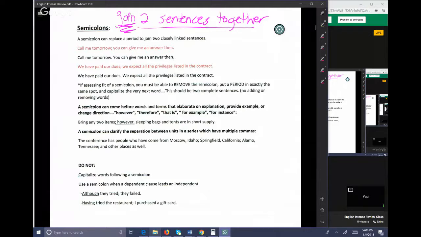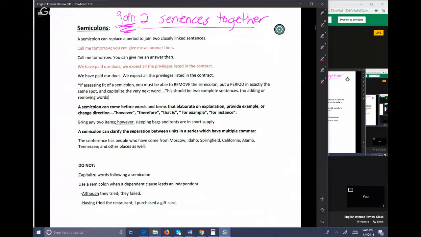What you want to identify is, at the spot where the semicolon is parked, could I put a period there and have two sentences without removing anything, without adding anything, without restructuring anything? You can just take the semicolon out, put a period in, fix the capitalization of that next letter, and you have two sentences. If that's the case, the semicolon is being used correctly. If that is not the case, then it's not being used correctly.